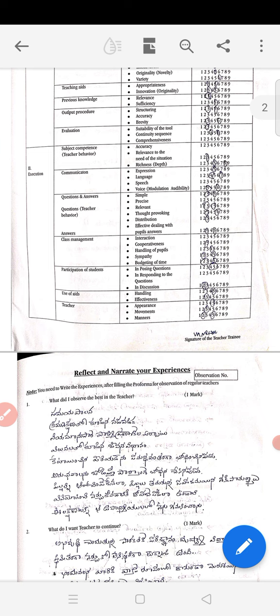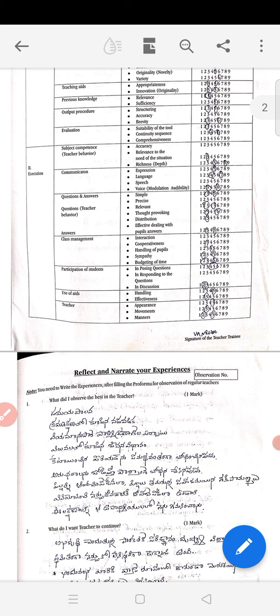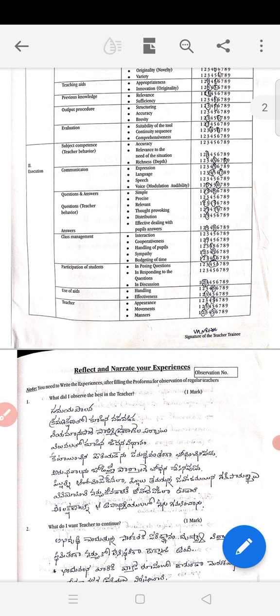Budgeting of time means using of time in a proper manner. For all these areas you are going to give rating for each one, 1 to 9, 1 to 9, 1 to 9, like that. That is depending upon your interest.